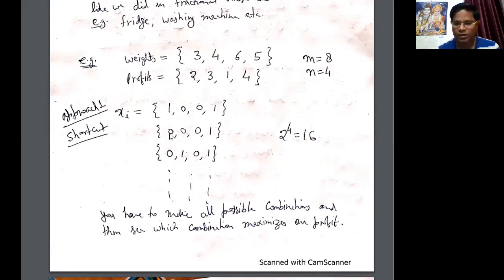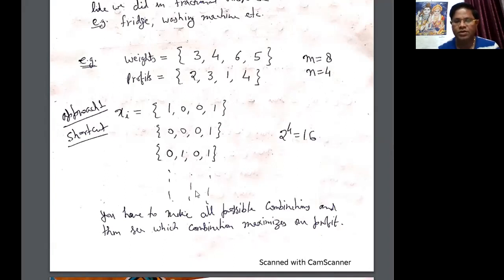Again, suppose our next combination is 0, 0, 0, 1. It means we are only placing the last item, and the weight associated with the last item is 5. Since the knapsack capacity is 8, we will be successful in placing this item. Again, our next combination is 0, 1, 0, 1. It means we are picking the second and fourth items. The weight of the second item is 4, and the weight of the last item is 5. So the total weight becomes 4 plus 5, that is 9, but our knapsack capacity is only 8. So we are not successful in placing this combination.